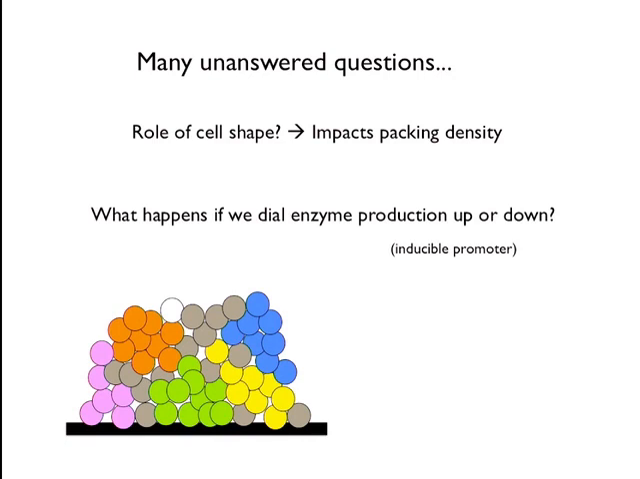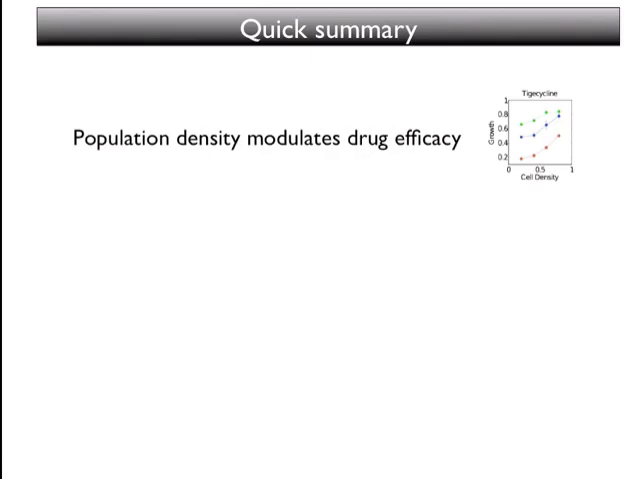What happens if we dial the enzyme production up or down? Something we're trying to do is put it on an inducible promoter, so we can dial it up and down and see if we can change either the length scale or the large scale spatial structure of this. Okay, the model predicts that there's a sort of a critical coupling where you get these long length scale behaviors and structure. Okay? We don't know the answer yet.